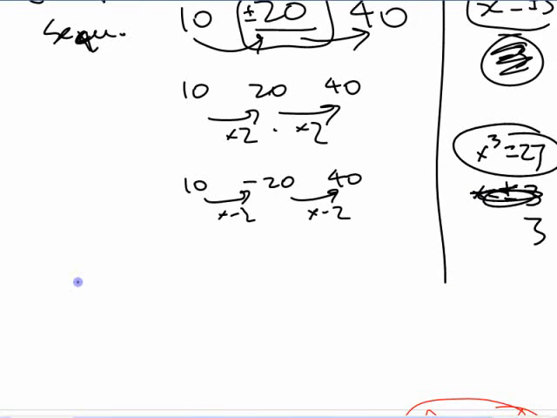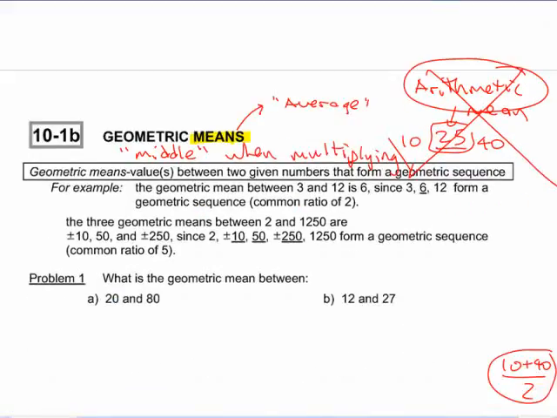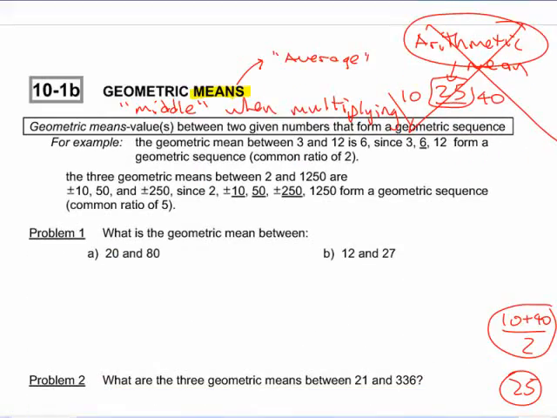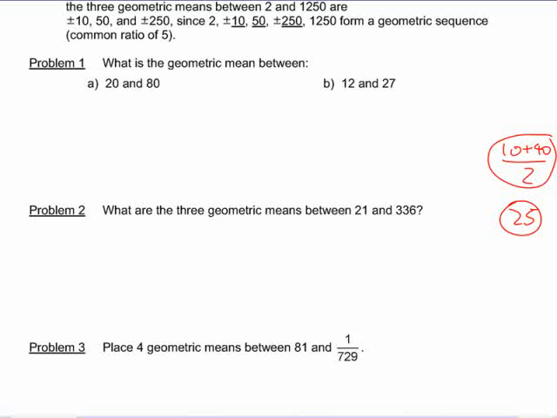You can put a couple of geometric means between numbers, and that's what we've got down here. I'm actually going to do a question on here. You can put more than one geometric mean. It just means more than one number. I think to teach you how to do this, all I have to do is say, if you're putting 3 geometric means between some numbers, you're putting 3 numbers in there so that that's a geometric sequence. That's all you need to know.